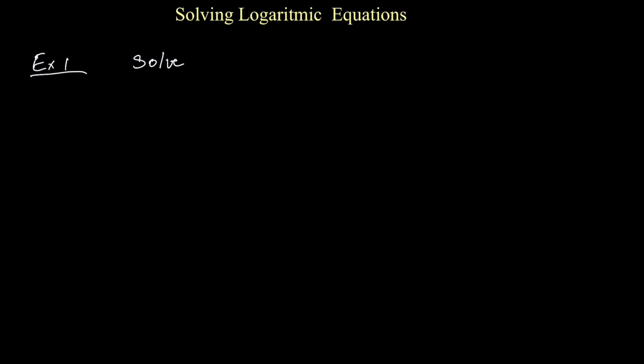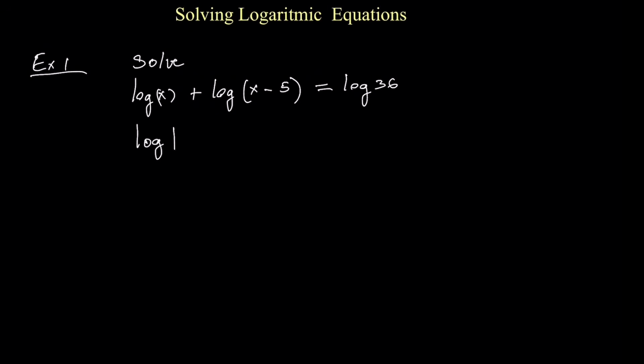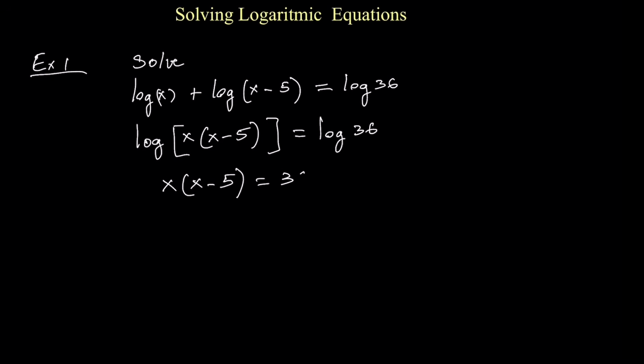Example 1. Solve log of x plus log of x minus 5 equals log of 36. Use the product rule. Log of x times the quantity x minus 5 equals log of 36. Because the logs have the same base, we set the expressions equal. X times the quantity x minus 5 equals 36. Now expand. X squared minus 5x equals 36.